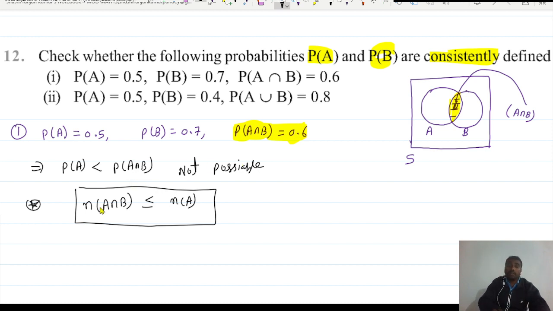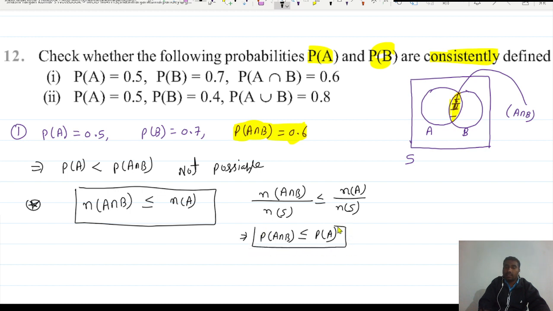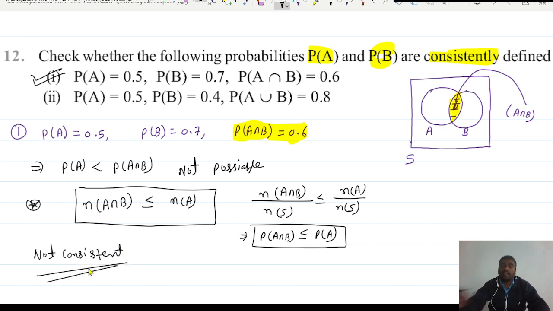Similarly, if you divide both sides by the total number of elements in the sample space, you get n(A intersection B) divided by n(S) is less than or equal to n(A) divided by n(S). That is, the probability of A intersection B is always less than or equal to the probability of A. It can't be greater. So in this case you can say that your first statement is not consistent. This data is not consistent.